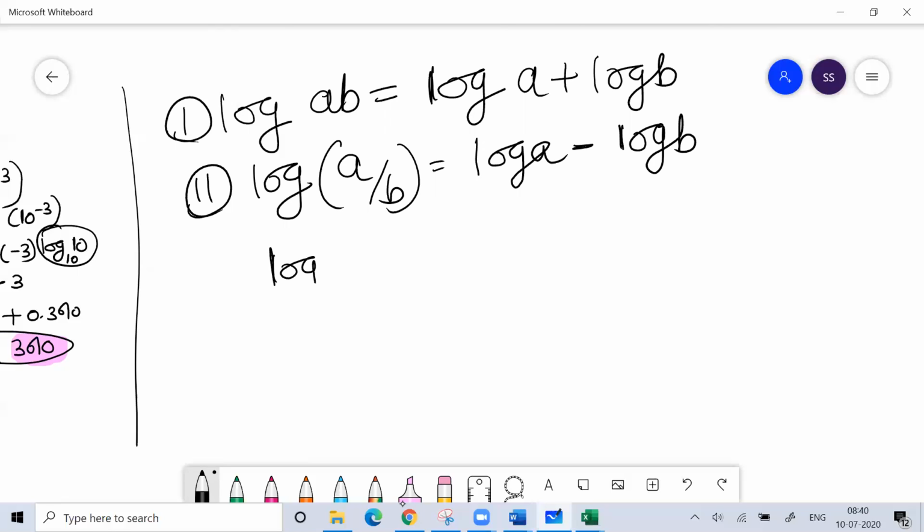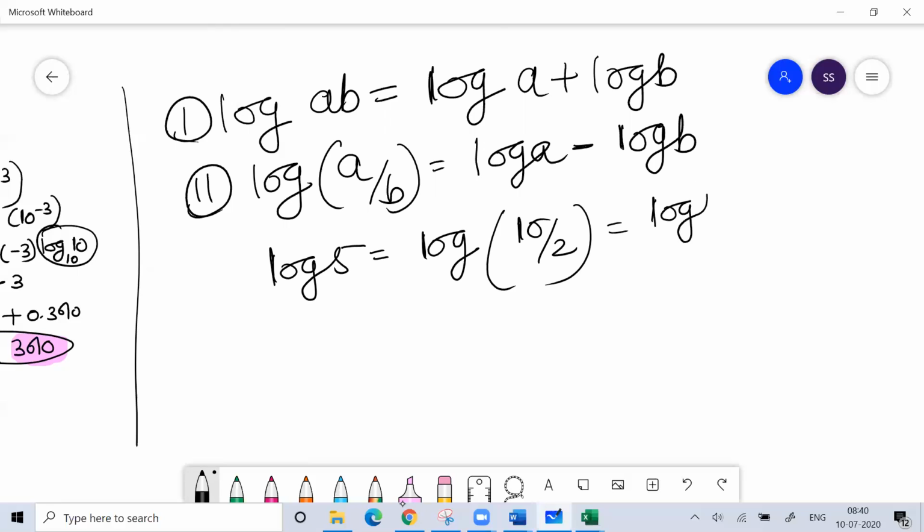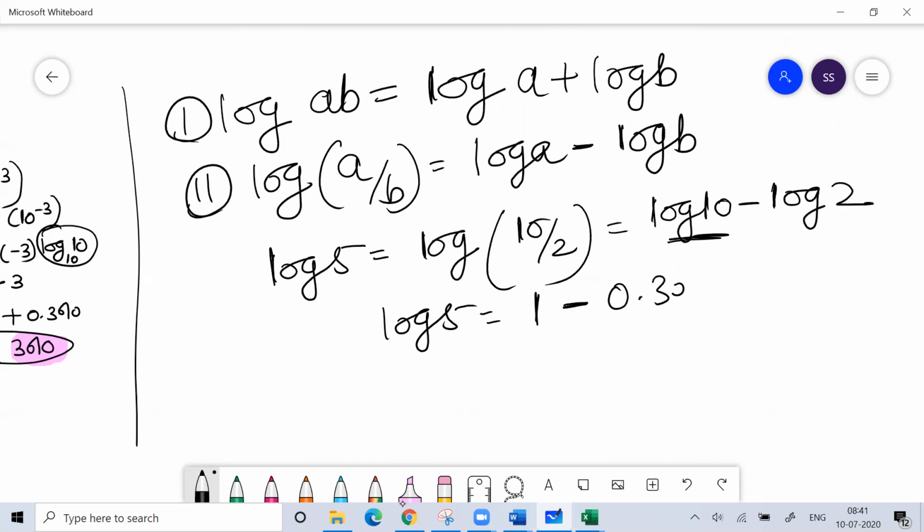If I ask you what is the log 5 value, you can write 5 as 10 divided by 2. So log of 5 means log of 10 divided by 2. Then I can write this as log of 10 minus log of 2. Log 10 means 1, log 2 is 0.3010. So you can remember log 5 means 0.699.